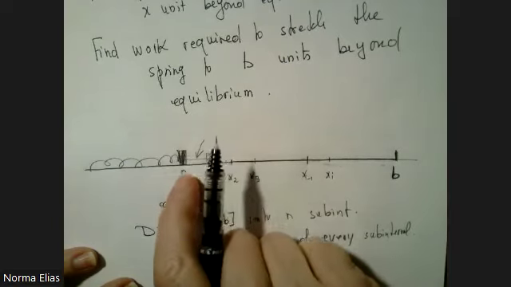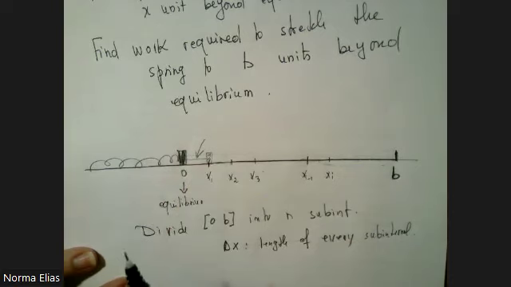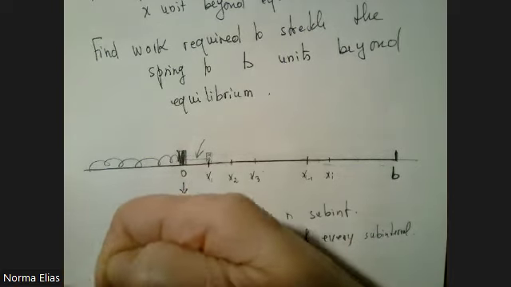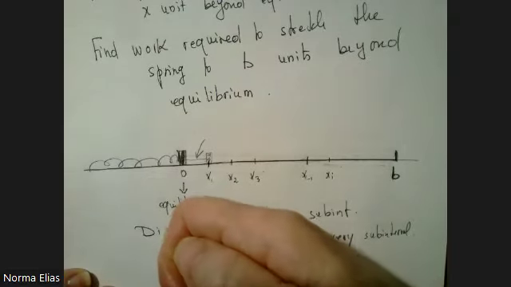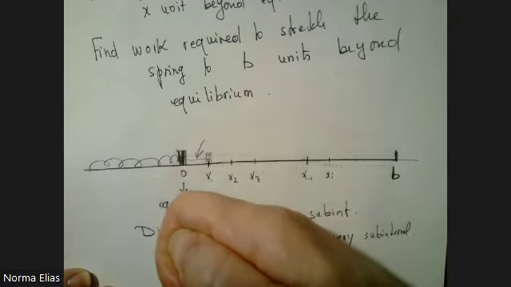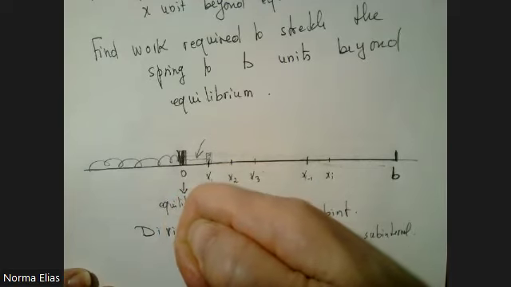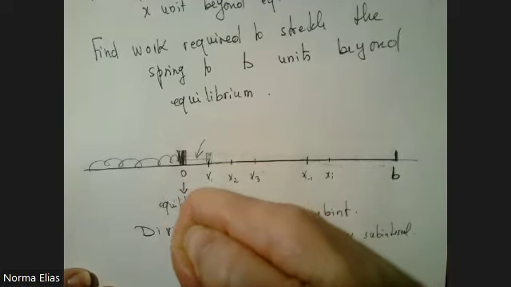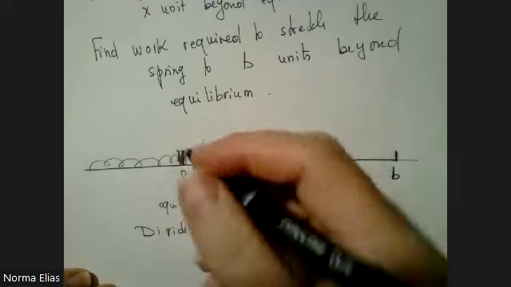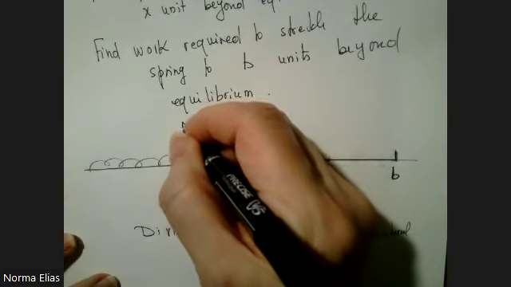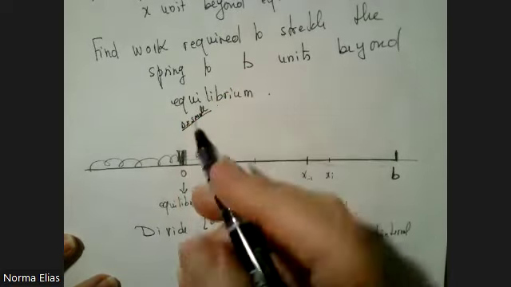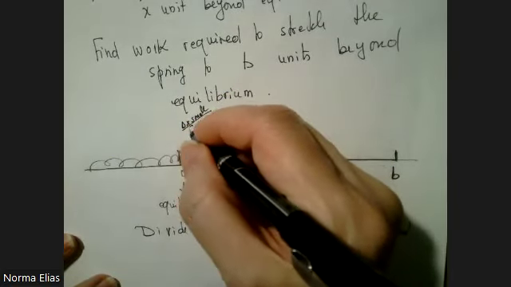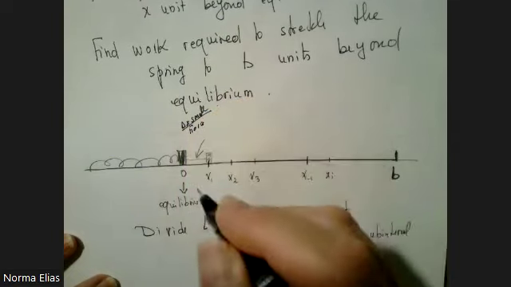Or I can assume that the force from here to here is constant, as long as delta x is very tiny. So if delta x is, let's say, a hundredth, I can assume that to move it a hundredth of a unit, my force is constant. So on this little piece, for delta x very small, we can assume that the force is constant.